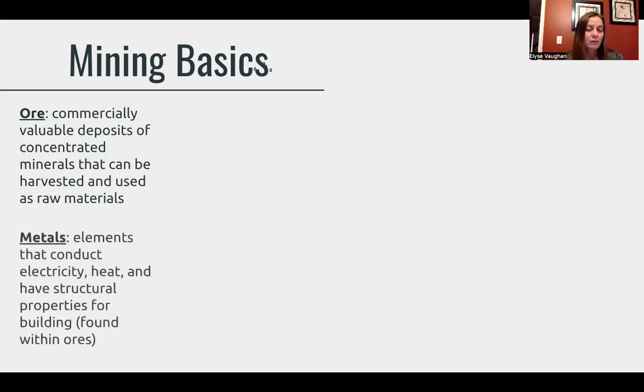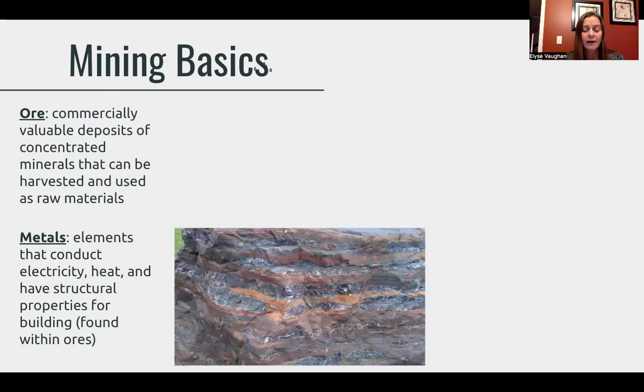So here's your quick chemistry reminder. One of the main things that we mine are metals, and chemistry reminder, metals are elements that conduct electricity, heat, and they have important structural properties for building. So here's an example. This rock actually is iron ore, and iron is one of our most important ores because iron is the primary material for steel, which is one of our primary building materials, as well as what we use to construct cars and motorcycles and everything we use for transportation.